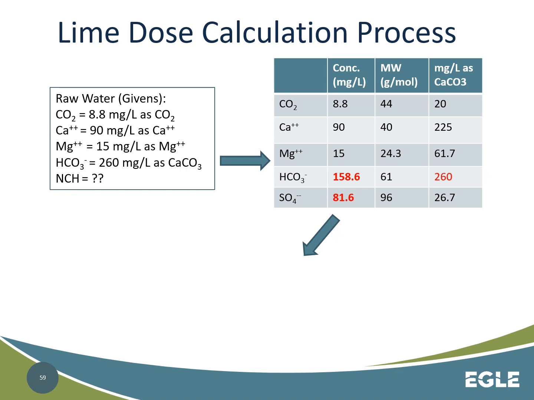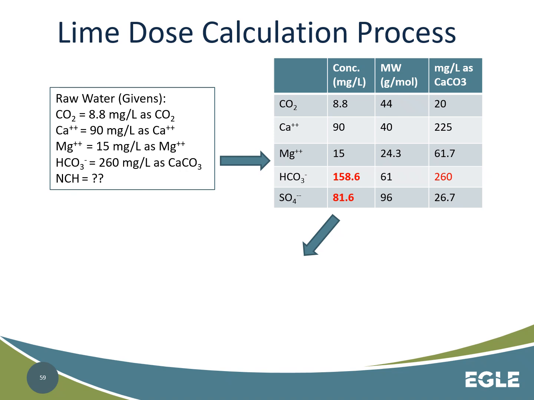Step 2 is to fill in any gaps, like the non-carbonate hardness in this problem. We know that total hardness is equal to the calcium plus magnesium in common units. So we already converted everything to milligrams per liter as calcium carbonate. So now we can add together our calcium of 225 milligrams per liter as calcium carbonate to our magnesium of 61.7 milligrams per liter as calcium carbonate to get a total hardness of 286.7 milligrams per liter as calcium carbonate.